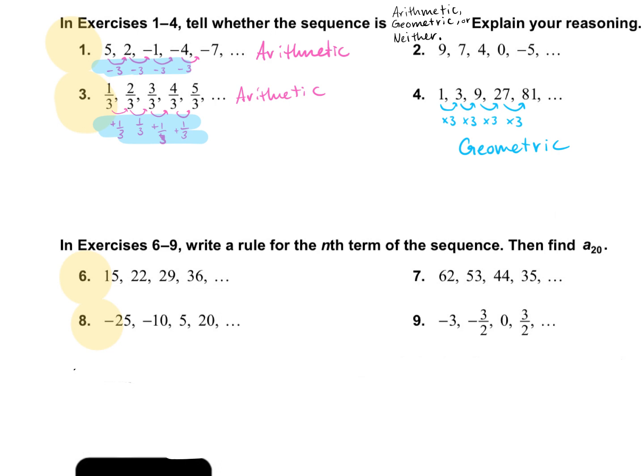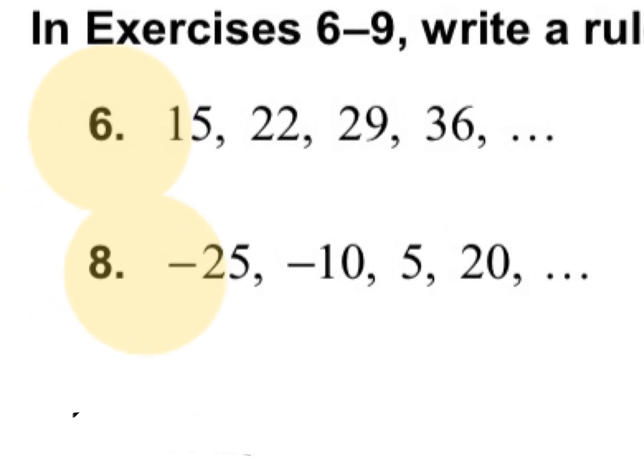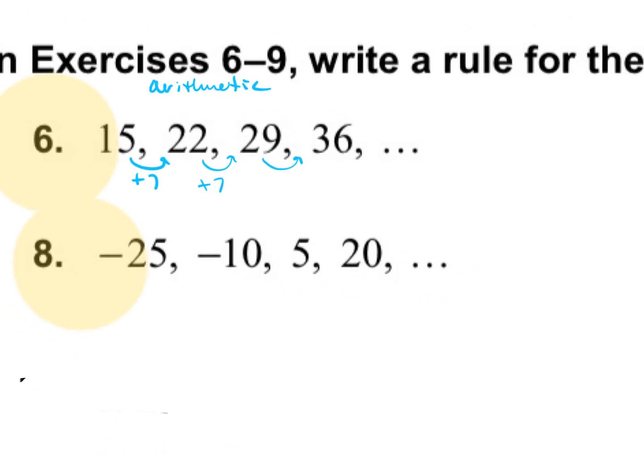For number 6, we need to write a rule for the nth term of the sequence and then find the 20th term. So let's figure out if it's geometric or arithmetic. Are we adding or subtracting or multiplying to get from one number to the next? We're adding 7. So this would be arithmetic. So we need to use our arithmetic formula.